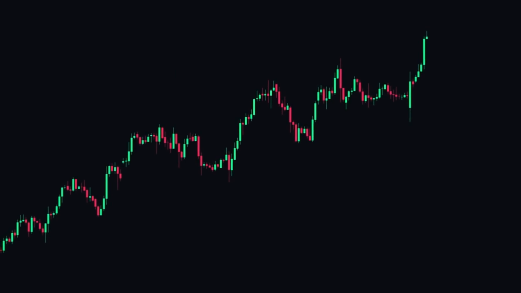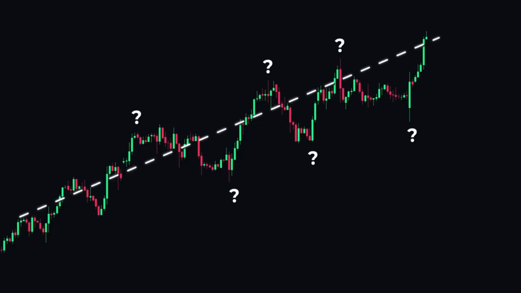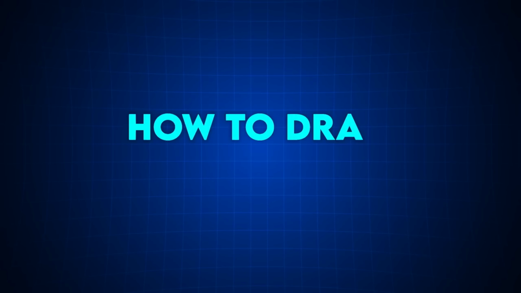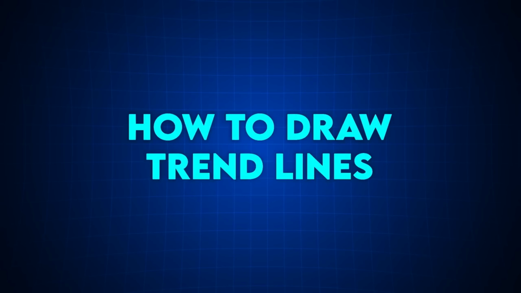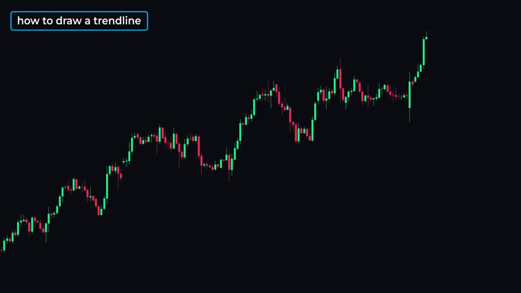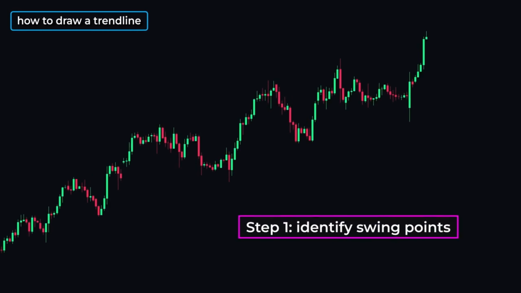Now, before we start trading with trend lines, we first need to know how to actually draw them properly, because if you get this wrong, the strategies won't work anyway. So here's an in-depth guide on how I draw trend lines. To draw a trend line, we first need to identify something called swing points in the price.